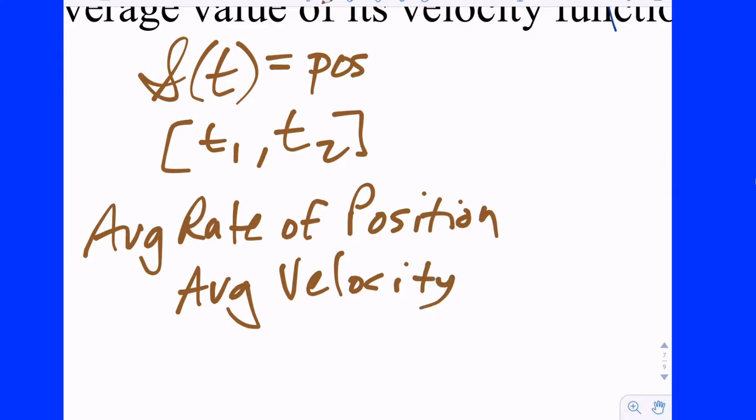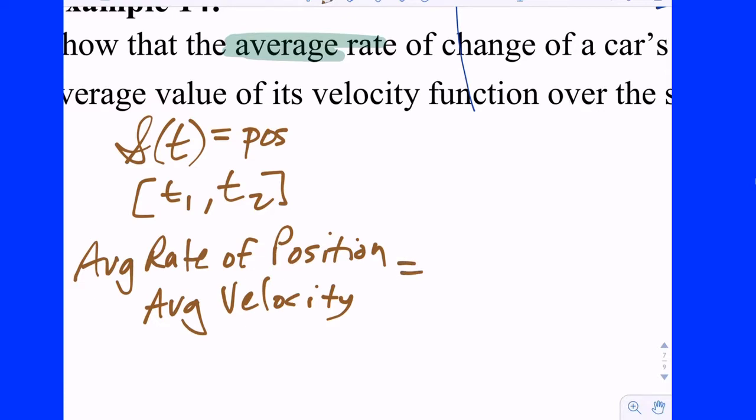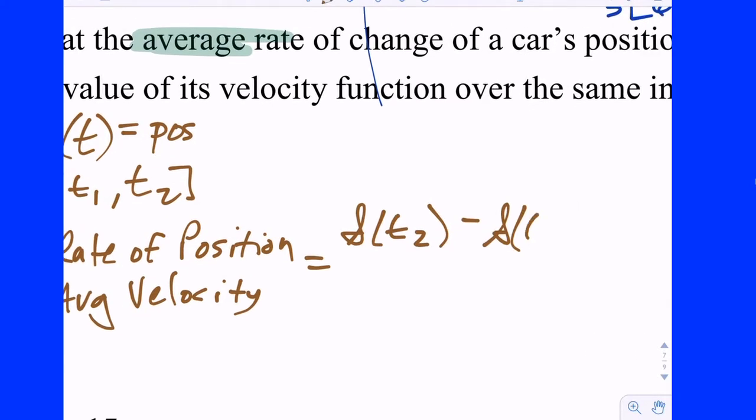So anytime we're talking about rate of change, there's two types, right? Average and instantaneous. The instantaneous requires calculus. The average does not. What do you call the rate of change of velocity again? Acceleration, right. So the average rate of change of position is the average velocity, and of course, it's the difference quotient. It's the final position, S of t sub 2, minus S of t sub 1.